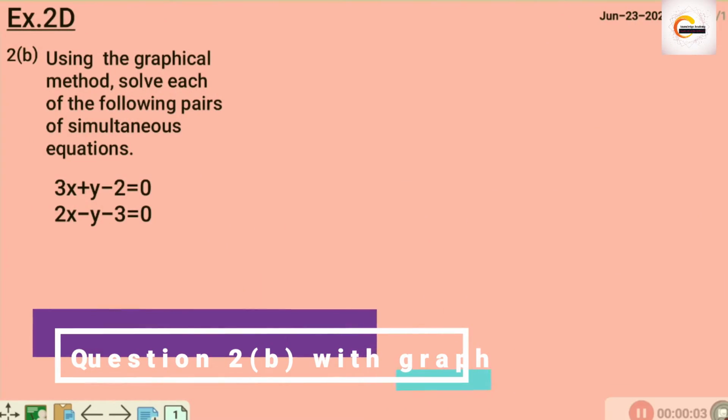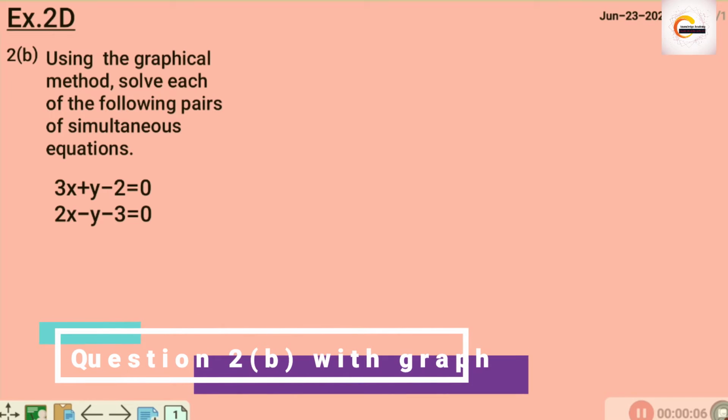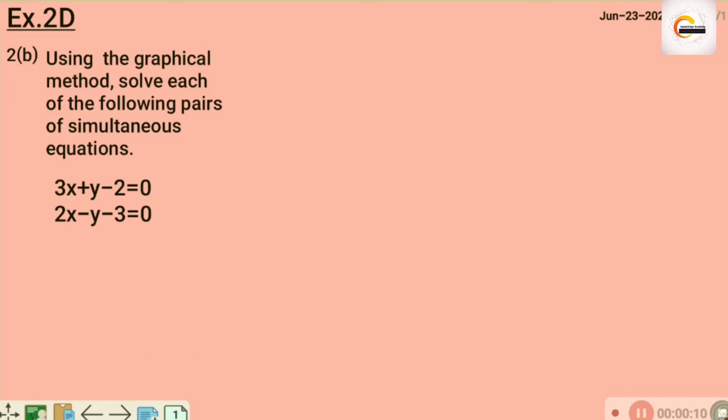Question number 2, using graphical method solve each of the following pair of simultaneous equations, and we are solving part B of question number 2. As I have explained earlier in question number 1A and 1B, this question will also be solved with the same method, no difference. The only thing you have to do is convert these equations into a regular form. How will we do it? Let me show it to you.